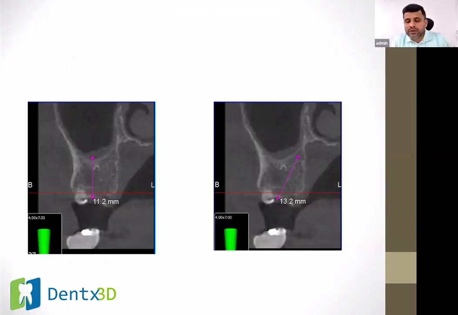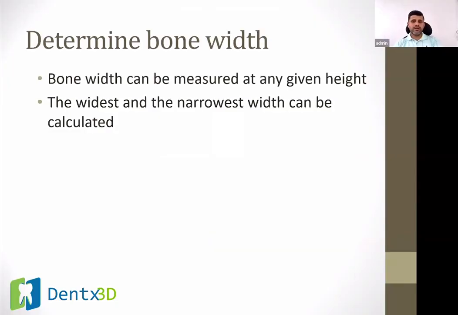If you see this image, there are two slices of the same section. When I'm measuring straight, I'm getting 11 mm, and when I'm measuring at an angle, I'm getting 13 mm. So you see the difference: on the same site, I just angulated and got 2 mm more. It is the Pythagoras theorem, where the hypotenuse is always larger. So when you tilt it, you will get more length. This is how we measure the height.